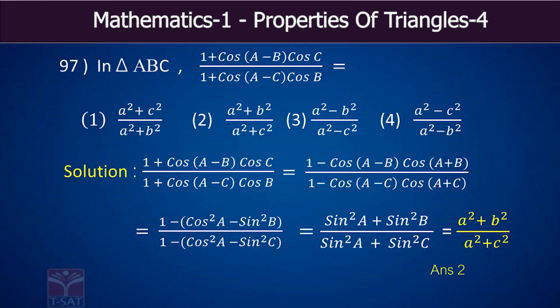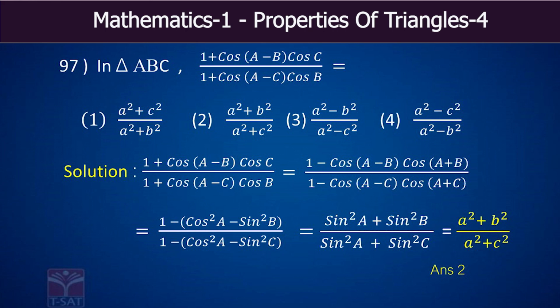In triangle ABC, (1 + cos(A − B) cos C)/(1 + cos(A − C) cos B) is equal to: 1) (a² + c²)/(a² + b²), 2) (a² + b²)/(a² + c²), 3) (a² − b²)/(a² − c²), 4) (a² − c²)/(a² − b²).